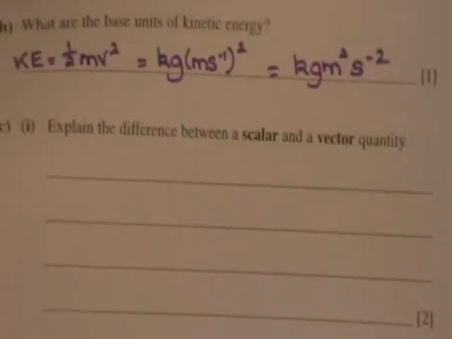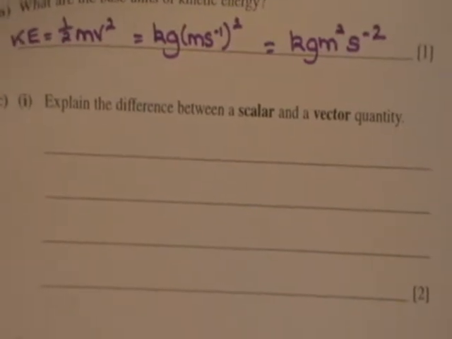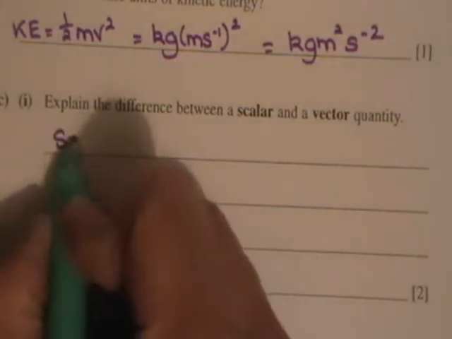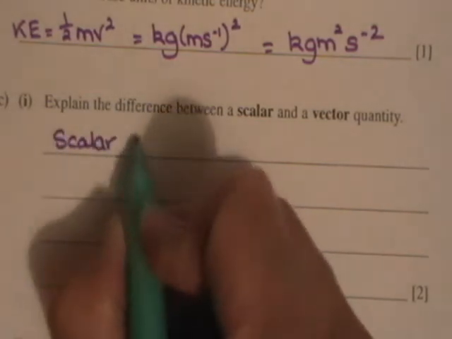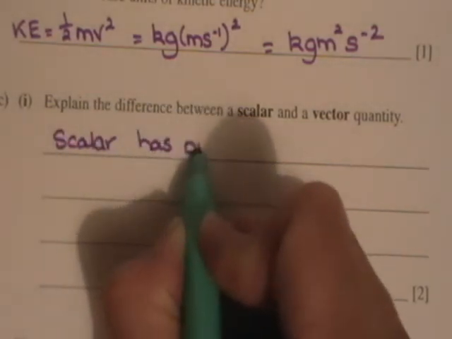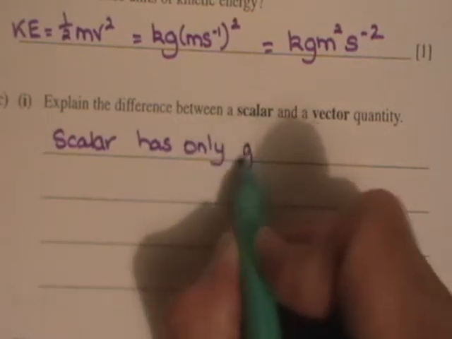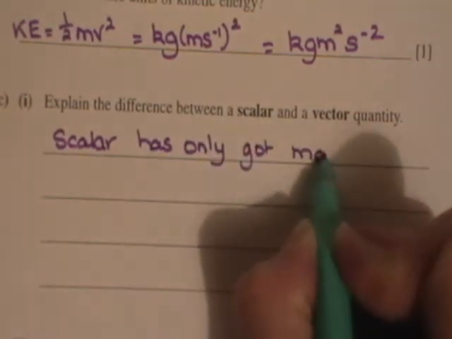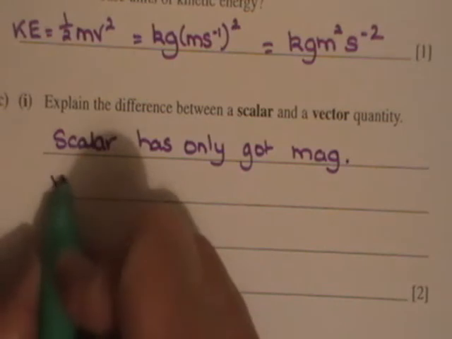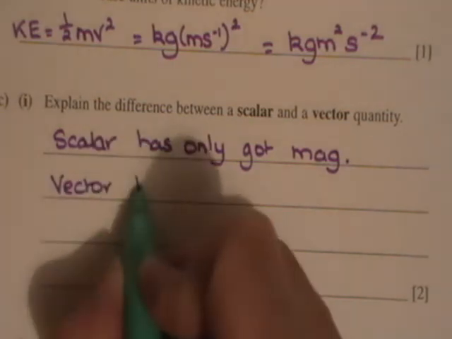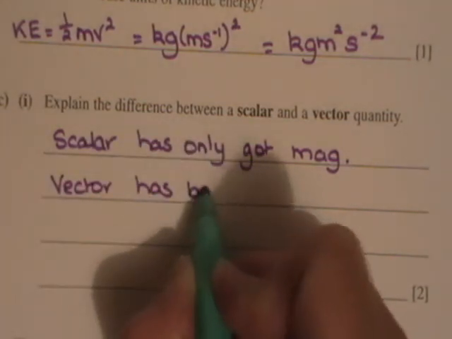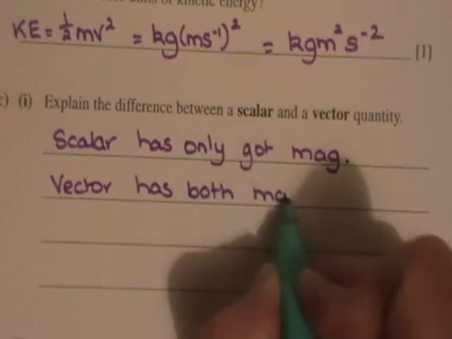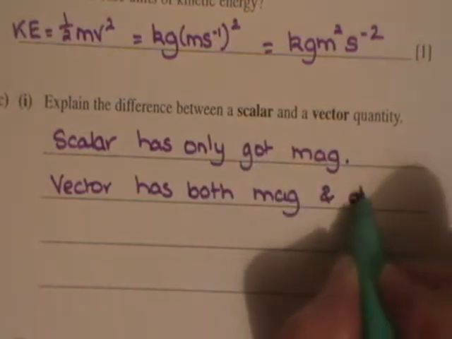Explain the difference between a scalar and a vector. So this is about the third or fourth time we've met this in about 4 years. So scalar obviously again has only got size or magnitude. I'm just going to write mag. And a vector has both magnitude and direction.